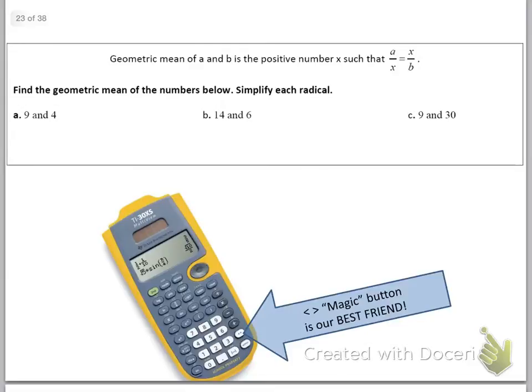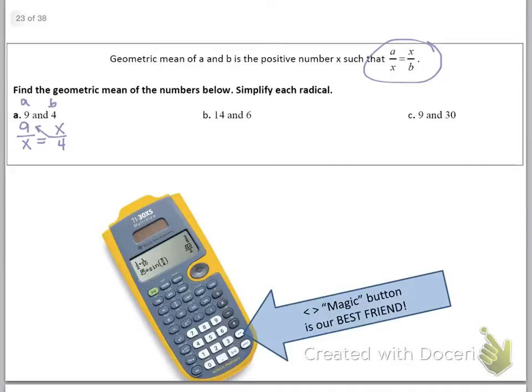Okay, so geometric mean. This is going to be my geometric mean. Our x's are always sitting across from each other, and then our numbers are going to represent A and B here. So if I zoom in here, this is going to represent A, this is going to represent B. So I would have 9 over x equals x over 4.